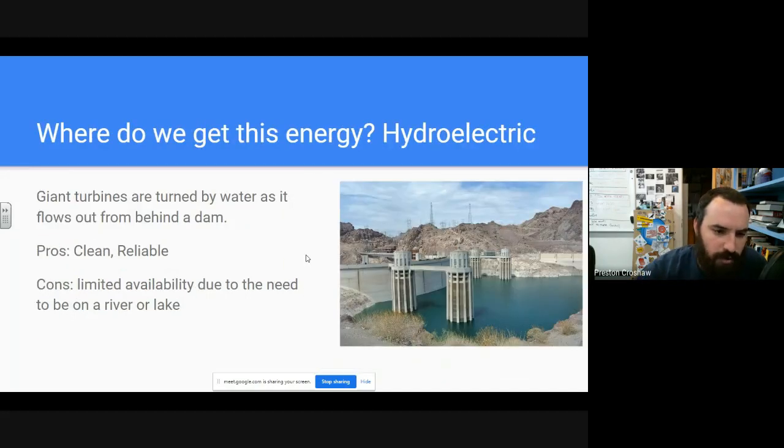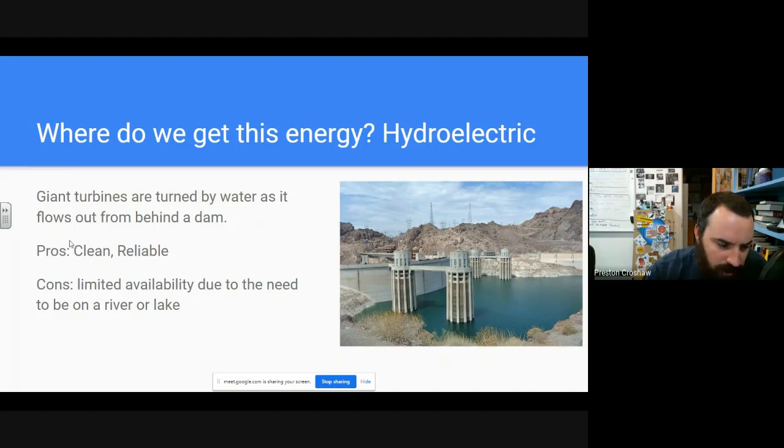Okay, so we're going to start off first here with turbines that are spun by gravitational force from water. All right, and this is hydroelectric. Giant turbines are turned by water as it flows out from behind a dam. So here, this is a really, really famous dam. This is Hoover Dam. If you go along I-15 down to California, you'll pass right by this. Pretty cool place. A lot of water here. The turbines are housed here in these giant columns. And as the water flows out from behind this dam, it goes out really quickly, spins the turbine.